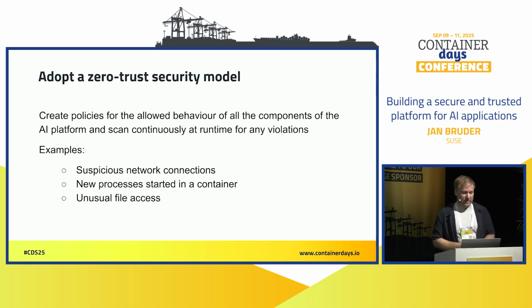Another recommendation is to adopt a so-called zero trust security model. Basically, the idea of the zero trust model is that instead of looking for known attack vectors or for known vulnerabilities, you define for all of your application components an allowed behavior, what this application can do. And this could be in terms of networking, what services the application is allowed to talk to, what protocols it can use. But it could also be in the context of a container image, what processes are allowed to run in the image. So you define this allowed behavior.